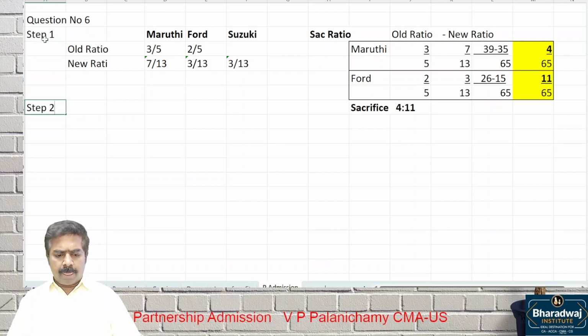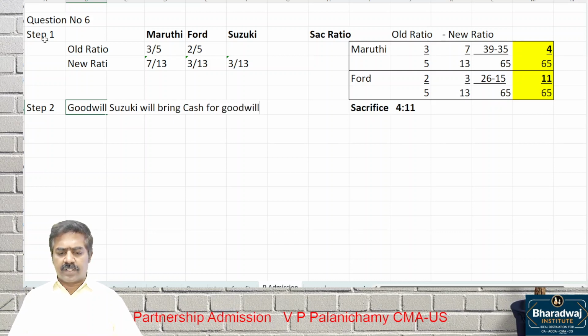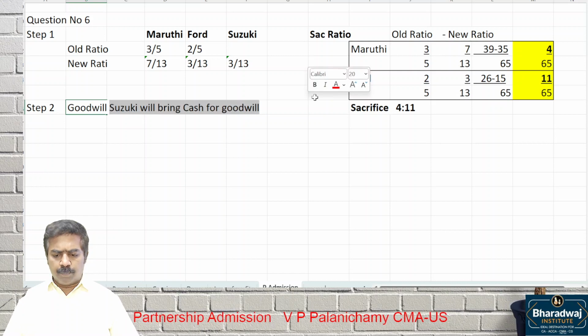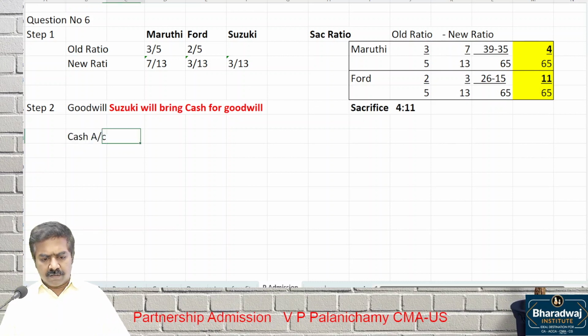Step 2, goodwill. Suzuki will bring what? Cash for goodwill. It is given in the question. So premium method we are going to follow. What is the journal entry you will pass for Suzuki bringing in cash? Cash account debit, to which account? Suzuki's capital account.